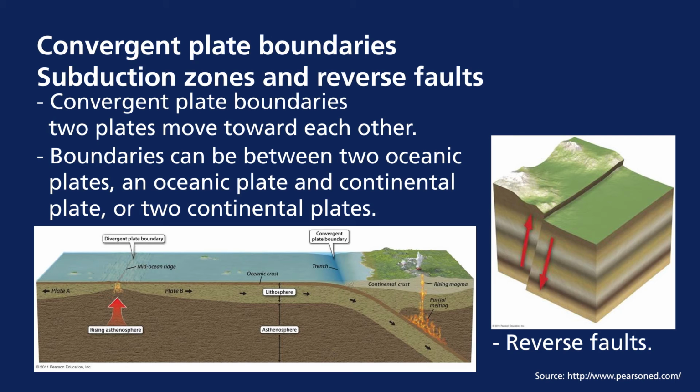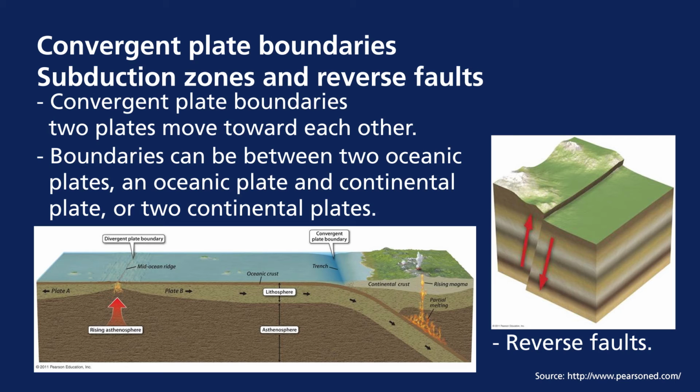Here we have a figure. On the left you see a divergent plate boundary. That is saying that the rising asthenosphere is causing plate B in this picture to move away from plate A. So A and B are diverging. However, as plate B diverges from A, it approaches plate C. And this is a convergent plate boundary.